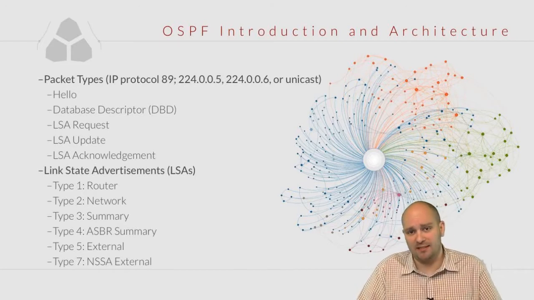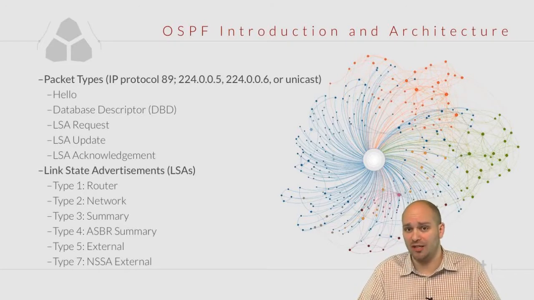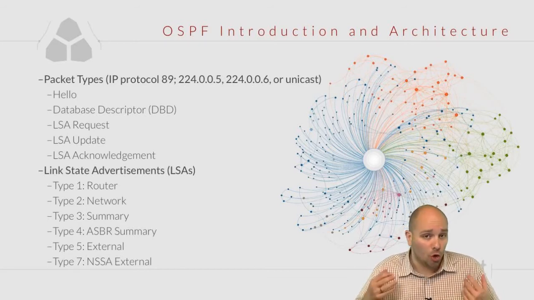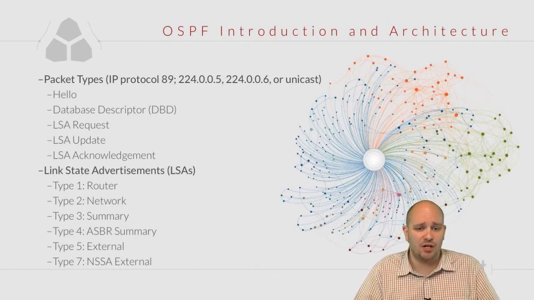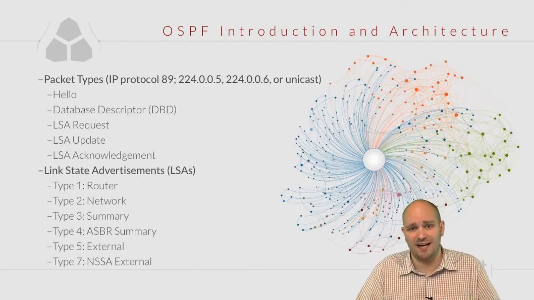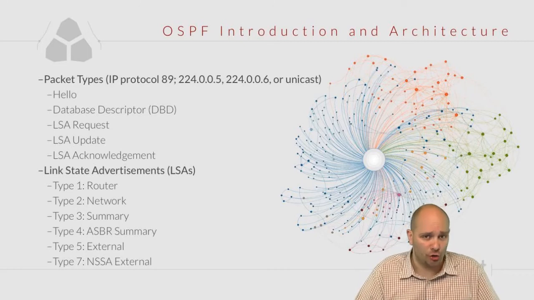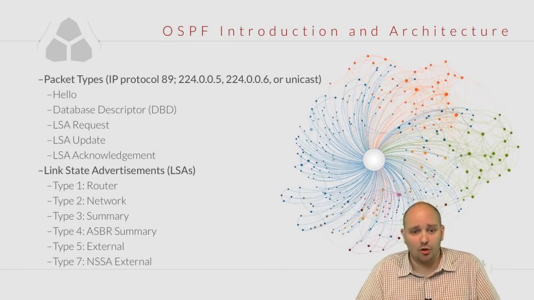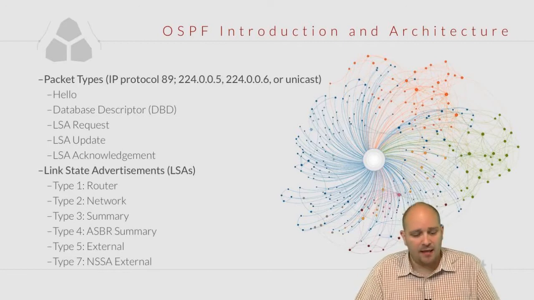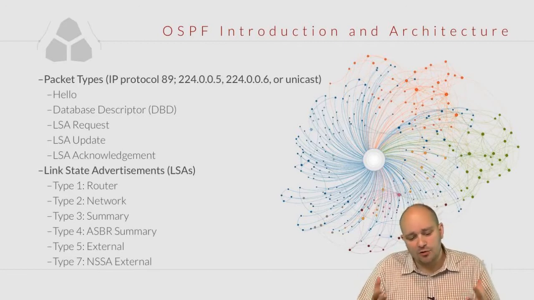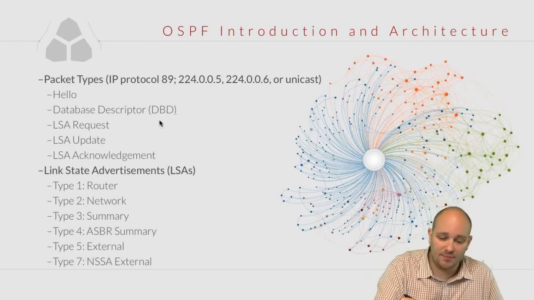And then there are 3 packet types that are used for the actual exchange of the information, for loading the database from one neighbor to another. These are link state request, link state update, and link state acknowledgement packets. They're called LSA request, LSA update, and LSA acknowledgement, or short, LSA req, LSA upd, and LSA ack. And these three packet types are going to be used in a very interesting way.